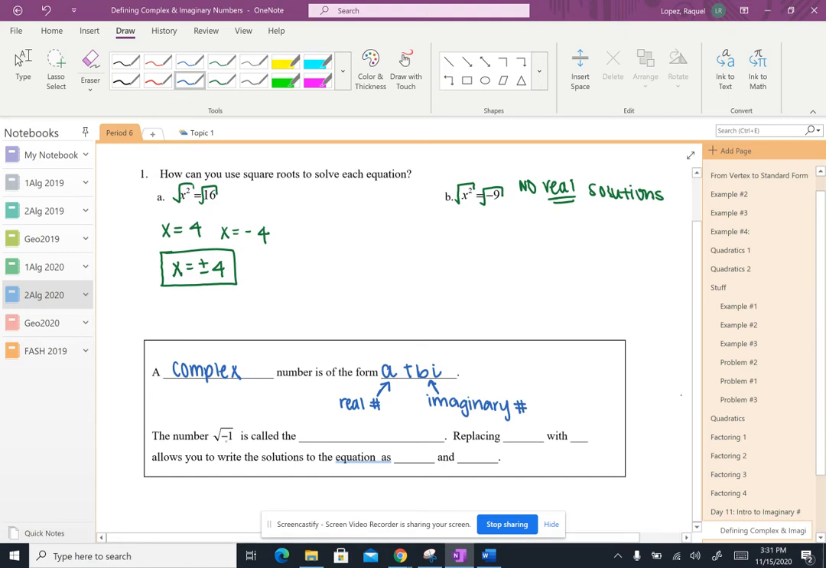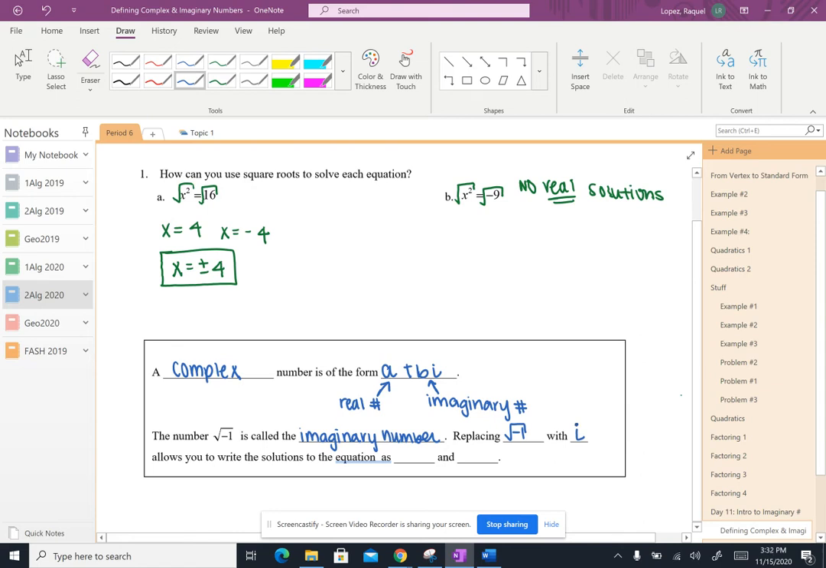The number, the square root of negative 1, is called the imaginary number. Because up until now, I didn't have the tools to help me take the square root of a negative number. They haven't been created yet. So when we need something, that's what mathematicians do. We create something that allows us to do the processes that we need to do. So what we're going to do is replace the square root of negative 1. We're going to say that that stands for i. Those two things are equivalent.